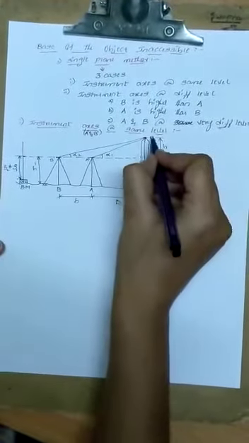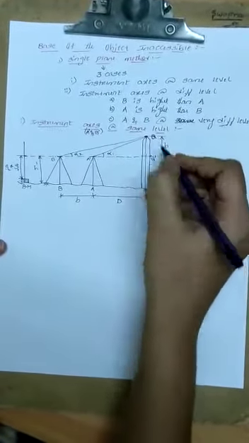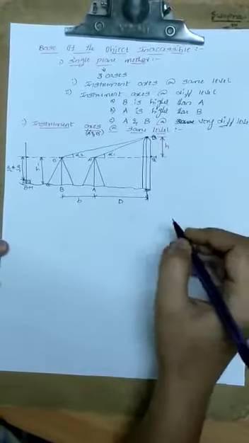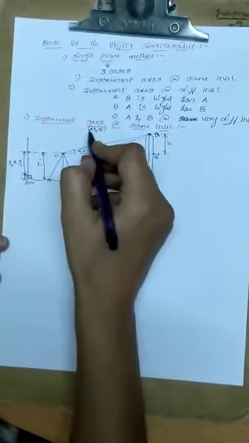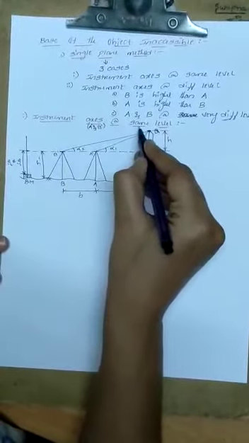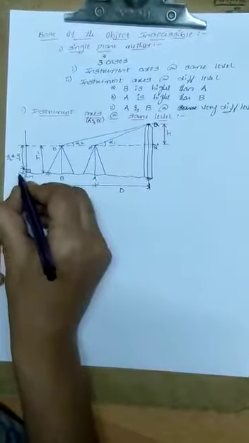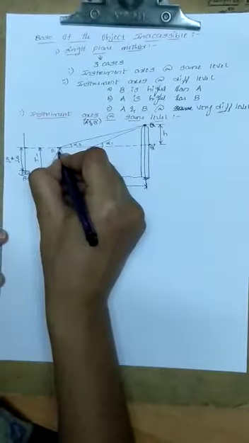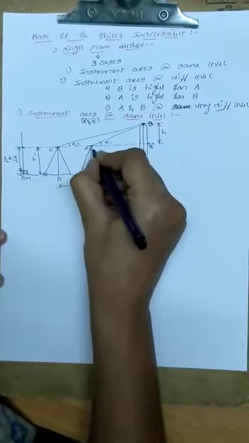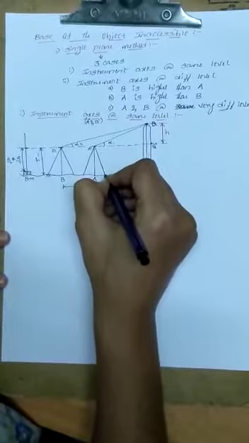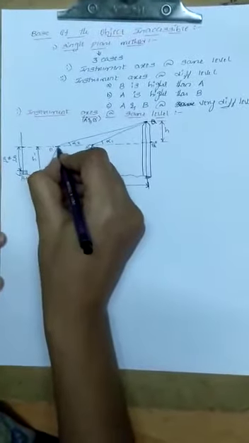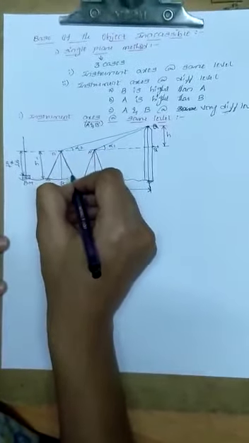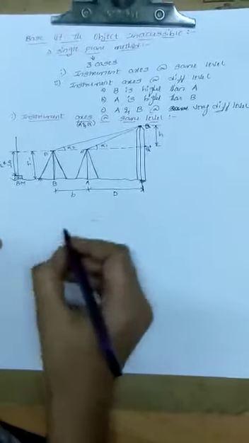How to calculate the RL of this Q and how to calculate the height of an object. We will see now the derivation, that is instrument axis at the same level. This is the figure, this is the ground level. Then first is the A instrument station. This is the B second station, that is the B point, second instrument station.